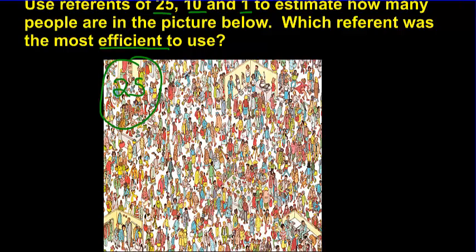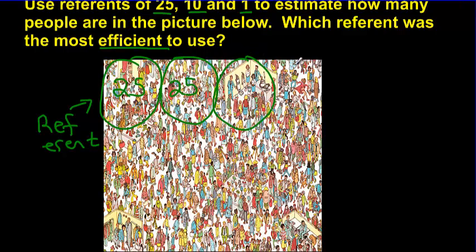Now, I'm not going to bother counting any more people. I'm just going to make sure I fill up this picture with circles that are the same size as our referent. If I do this, circles approximately the same size as this circle, I should have approximately 25 people in this. Now, I'm not going to write 25 in all of them. I'm just going to keep going like this. And there you have it.